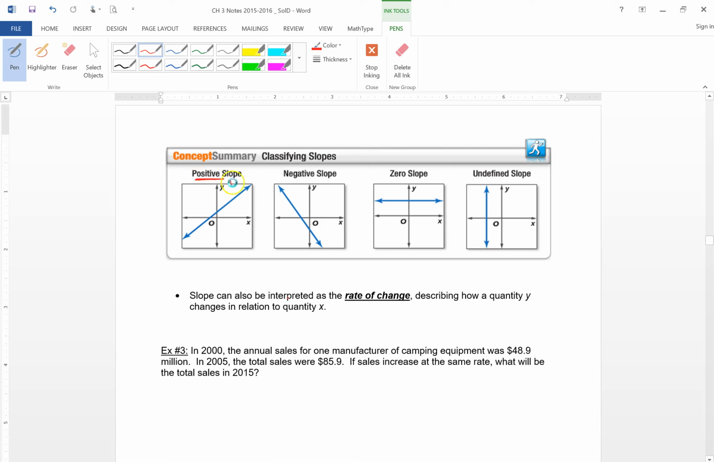Okay? The line increases from left to right. When the slope is negative, then the line decreases. Okay? So the positive case is when your grades were going up. This is when your grades are going down, let's say. All right? 0 slope, you get a horizontal line. Okay? So what happens here?